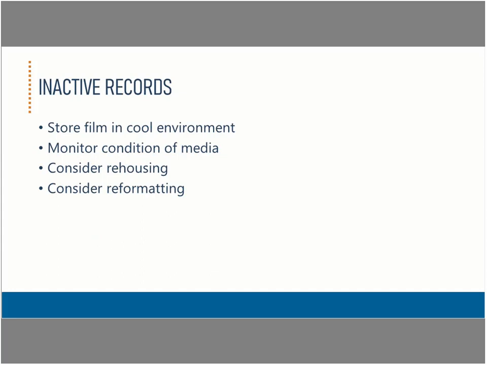So when you're storing those records, you want to make sure that they're in the best condition possible and in the best place possible. For example, when you're dealing with film, you want to store it in a cool environment, one with a steady temperature and relative humidity that doesn't fluctuate. Temperature between 55 and 70 degrees and a 30 to 55 relative humidity. You want to keep them at a nice, stable temperature.